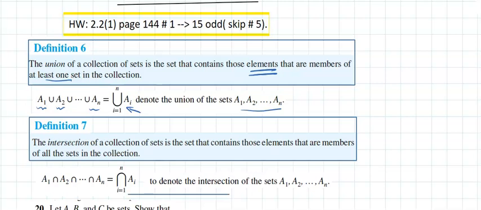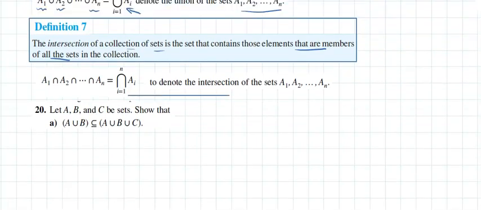The intersection of a collection of sets is the set that contains those elements that are members of all the sets. And we write the intersection of a collection of sets as such. That's A1, A2, all the way through A sub n. We're going to start with number 20. Let A, B, and C be sets.